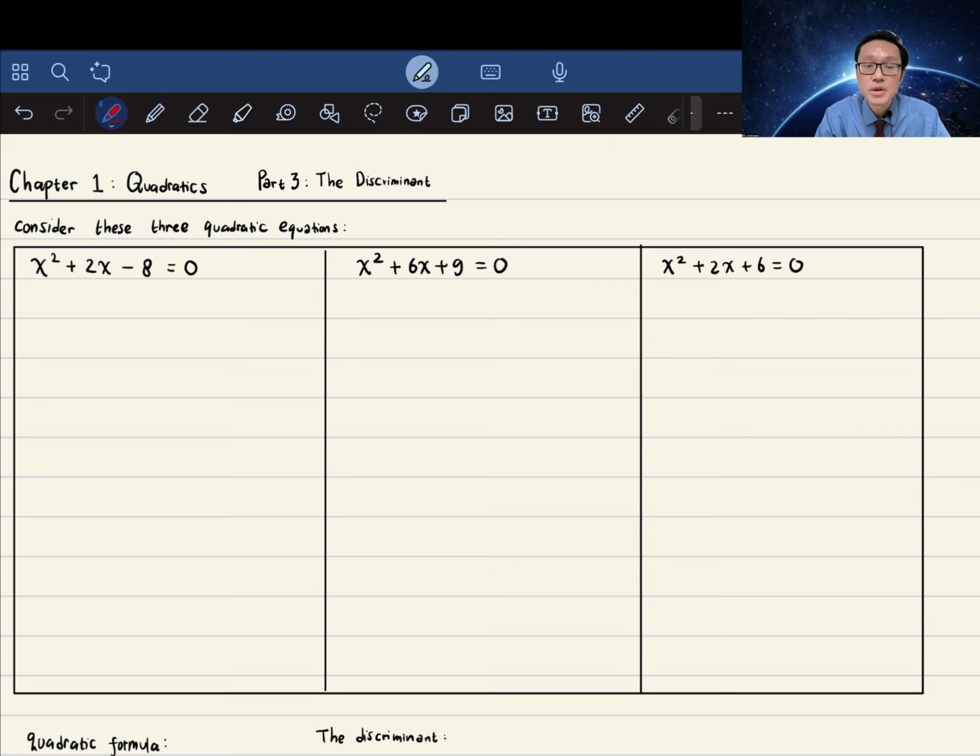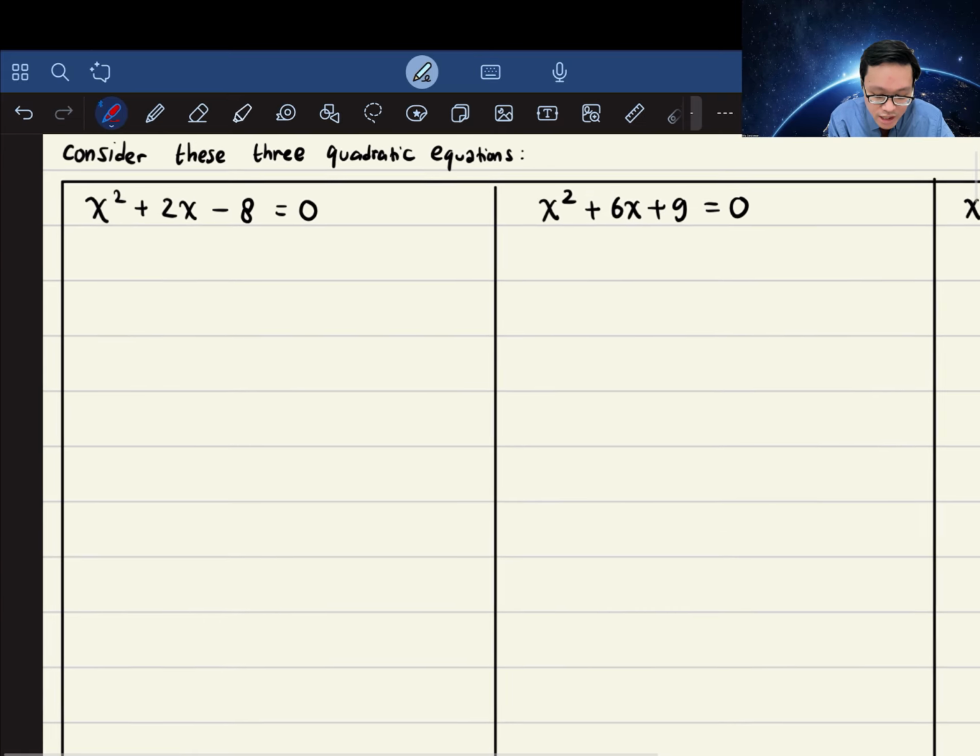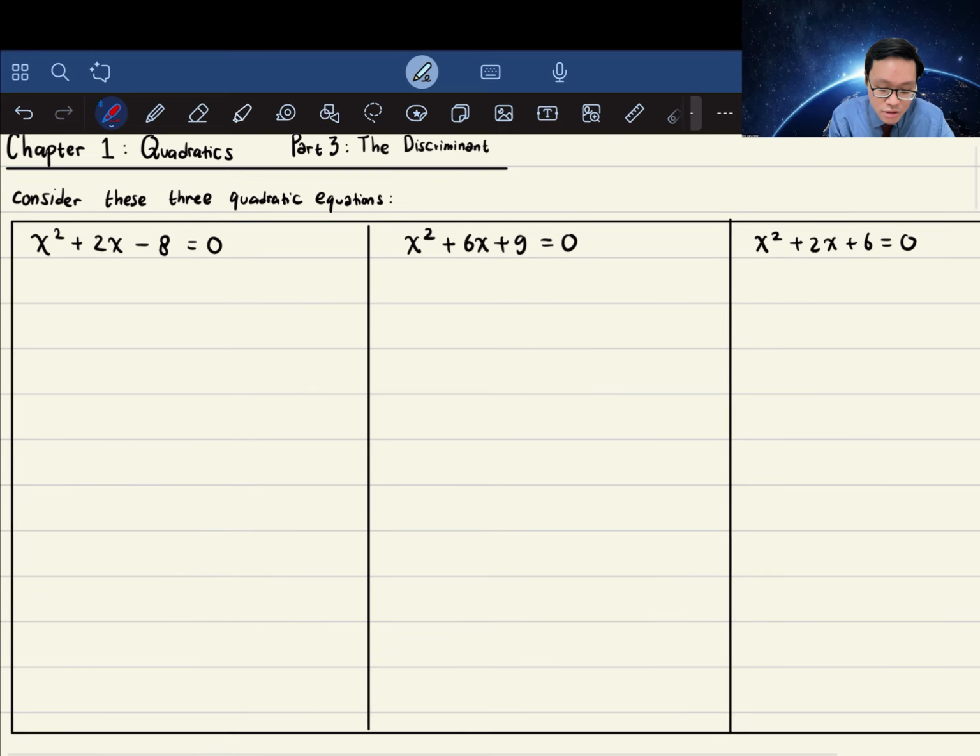In this video, we are going to learn about the discriminant, guys. So let's take a look at what is discriminant. But before that, let's consider these three quadratic equations first. So we have three quadratic equations and let's try to solve them using the quadratic formula method.